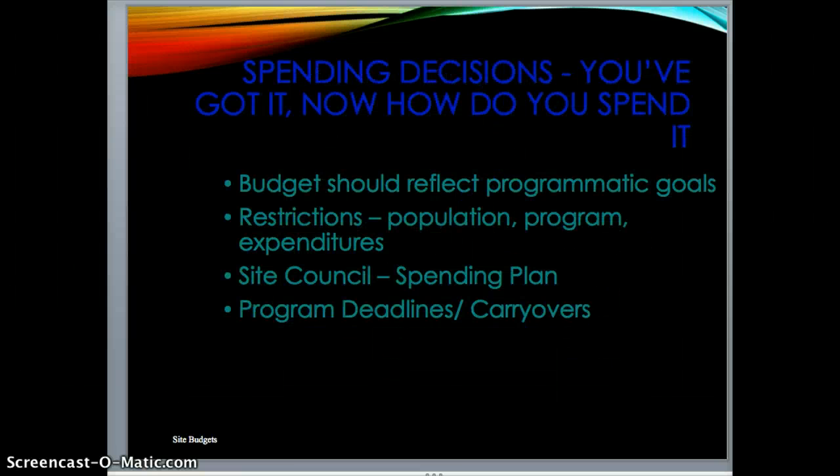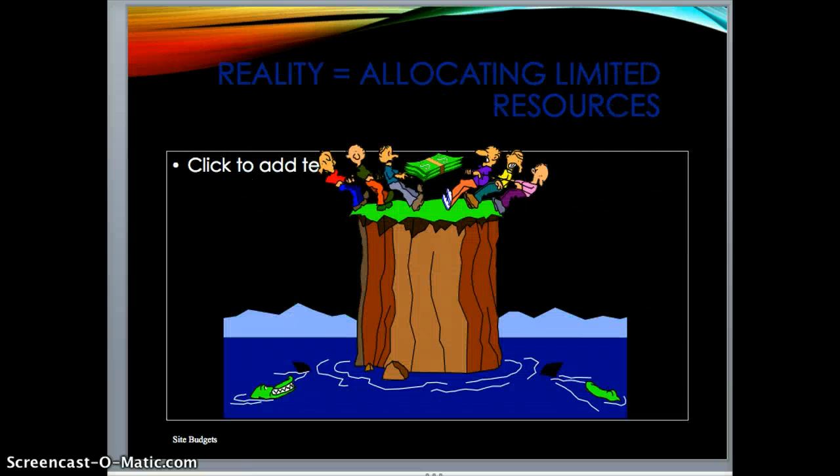So how do you make those spending decisions once you've got your money? Your budget should reflect your programmatic goals. So what is it you're trying to accomplish and how are you going to accomplish it? Perhaps you want to spend a lot of money on some staff development in a particular area, Common Core, for example, or maybe you need to upgrade the equipment in your school site, since we're talking about technology.